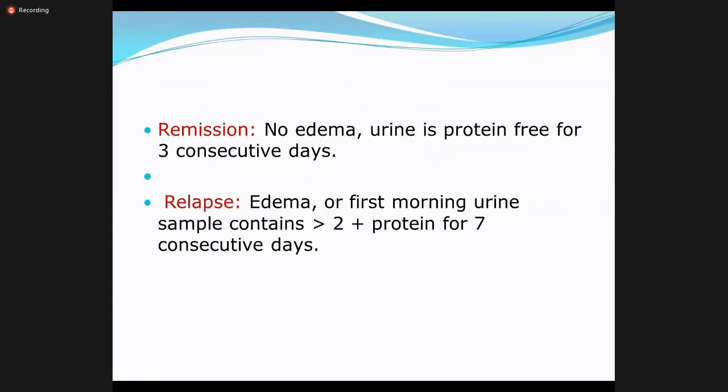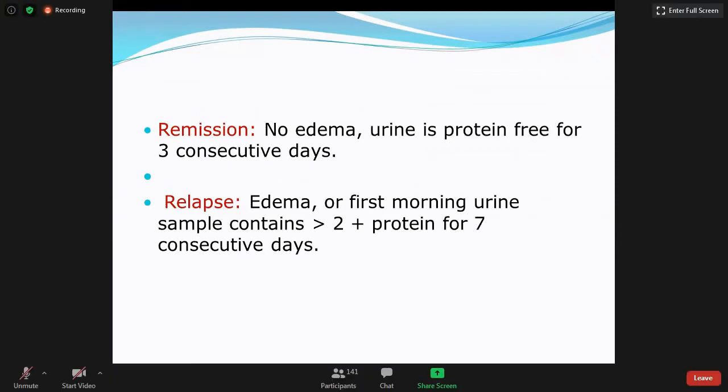We call it remission when there is no edema and the urine is free of protein for 3 consecutive days. And when we say relapse, the child has developed remission and then again develops edema, or again the urine becomes positive for protein for at least 3 or more consecutive days after receiving treatment, then we say that the child is in relapse.